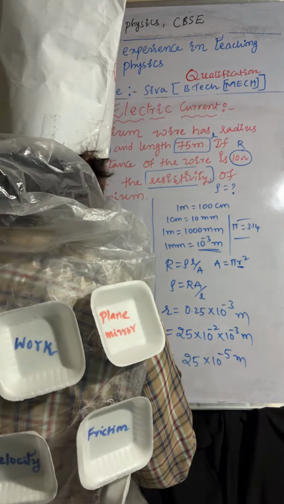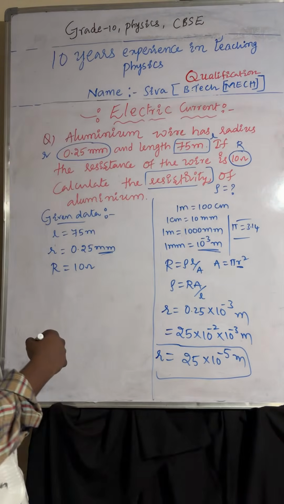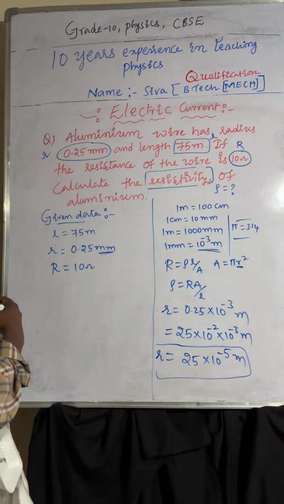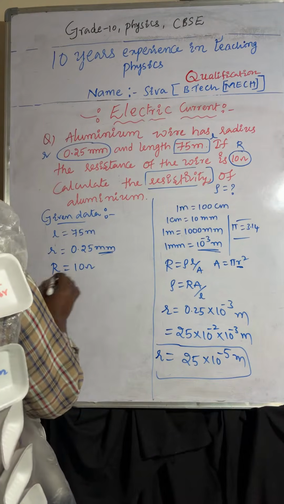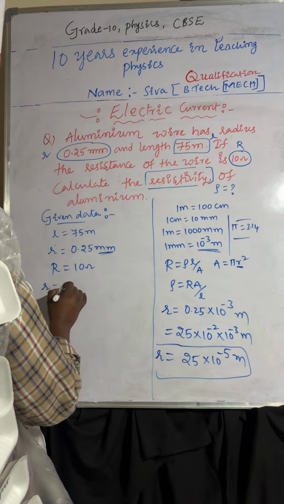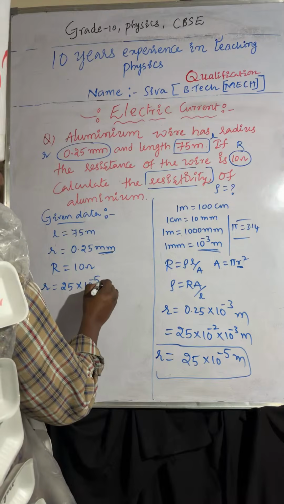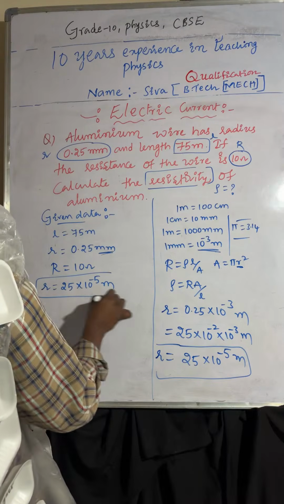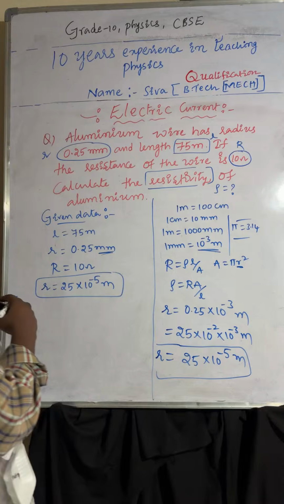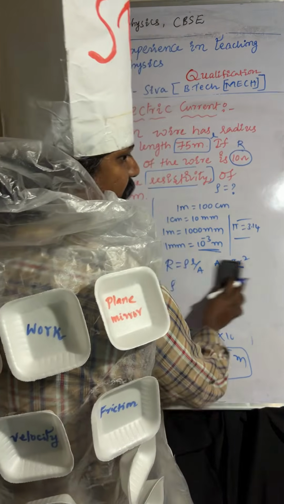Understood or not? So that is a radius, that is a radius given. Okay, so now we have to substitute here. Now the final radius R equal to 25 into 10 power minus 5 meter. So this you can substitute directly, because we can write pi R square, right?